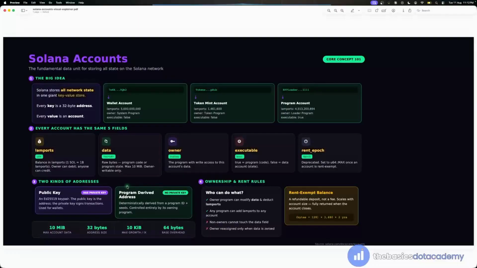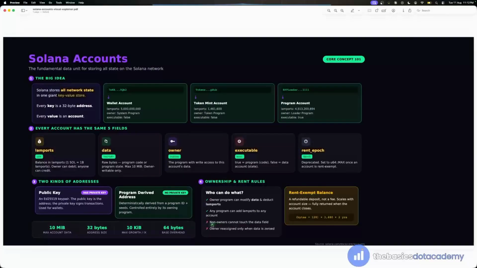Then we have program derived addresses. Now these program derived addresses do not have a private key. These addresses are derived deterministically from a program ID and a seed. The program which generates this address controls this address. What are the ownership and rent rules? Who can do what? First, the owner program can modify data and deduct Lamports. When we say deduct Lamports, it is as good as if I'm trying to send 10 SOL to X. In that case, 10 SOL will be deducted from my own account. Any program can add Lamports to any account.